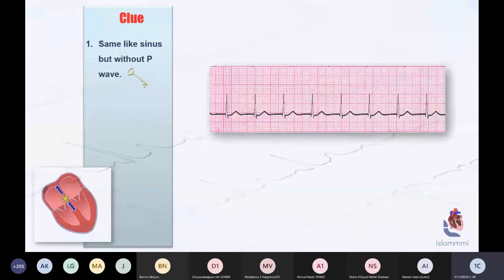So this is the nodal rhythm. Why is this a nodal rhythm? Because it is exactly like the sinus rhythm, but without a P wave before the QRS. So this is the clue here. If you find an ECG exactly like the sinus rhythm without a P wave, this is nothing but nodal rhythm.